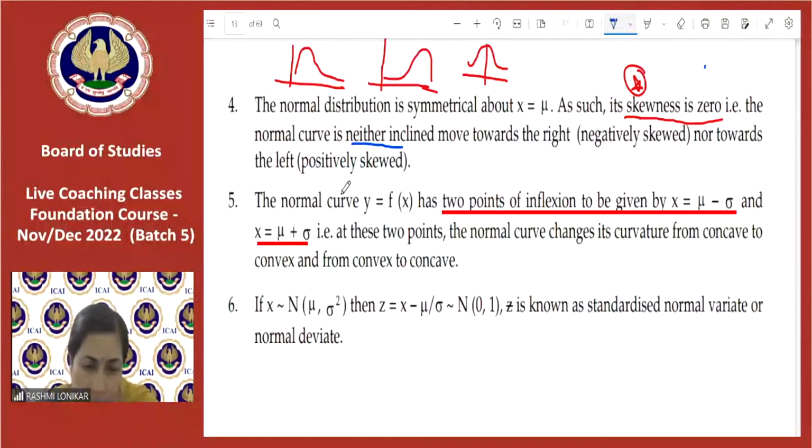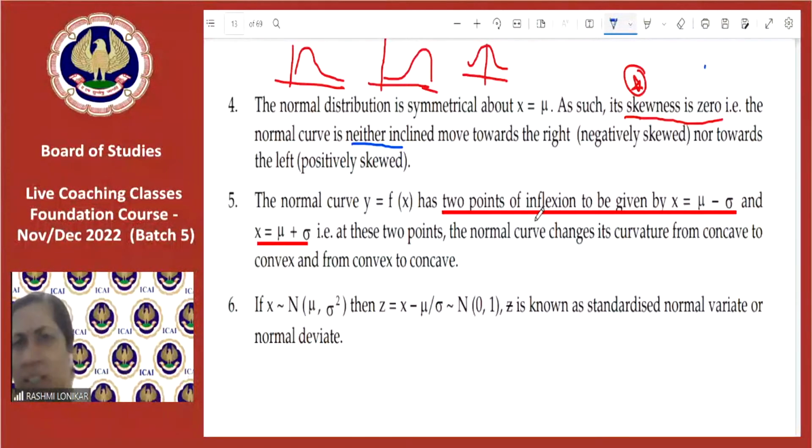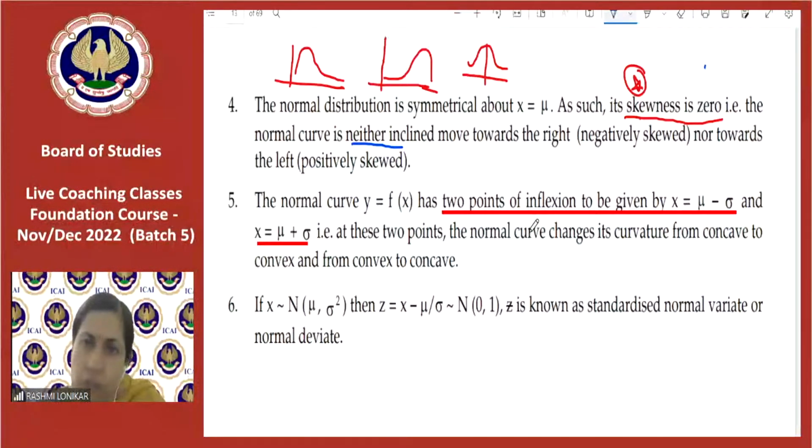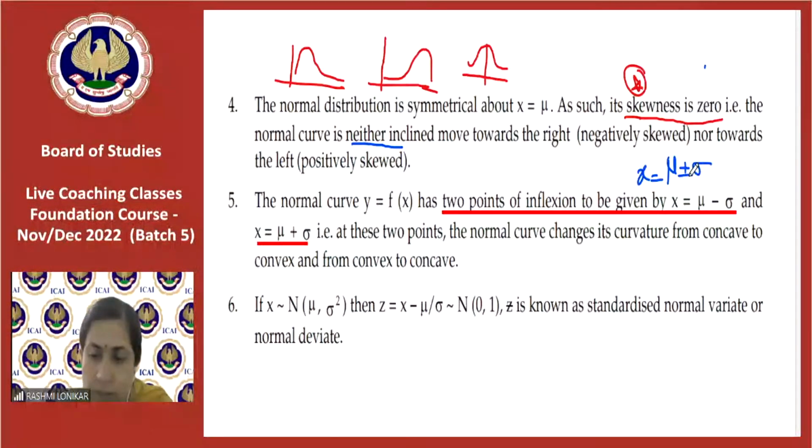The next point is the normal curve has 2 points of inflection. Okay, so they can ask you this in theory also, or they may easily give you a sum. They will give you the mean, they will give you the standard deviation, and they will ask you to find the points of inflection. So what are the points of inflection? That is on the curve, when the curve moves from concave to convex, or from convex to concave. These are the 2 points of inflection. And what are they given by? These points of inflection are given by x is equal to mu plus or minus sigma. So one point of inflection will be mu plus sigma, second will be mu minus sigma.